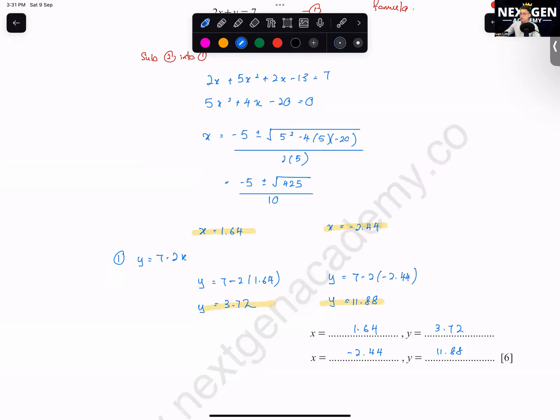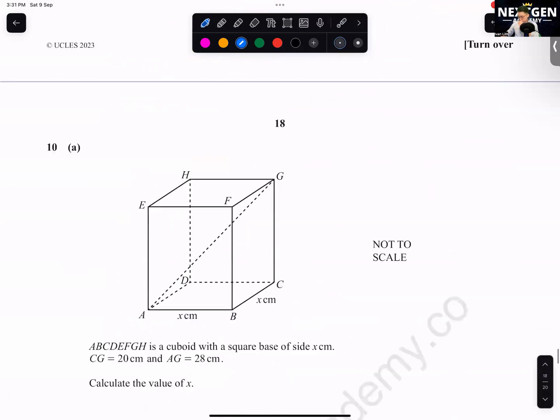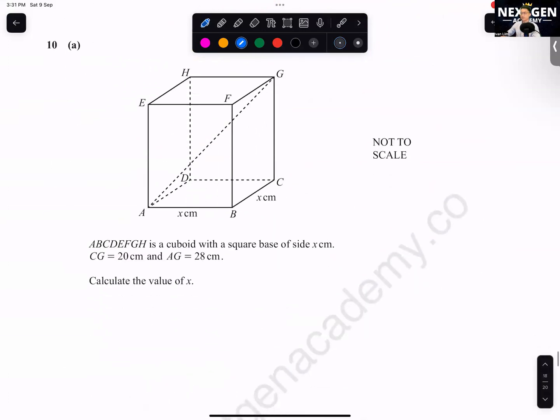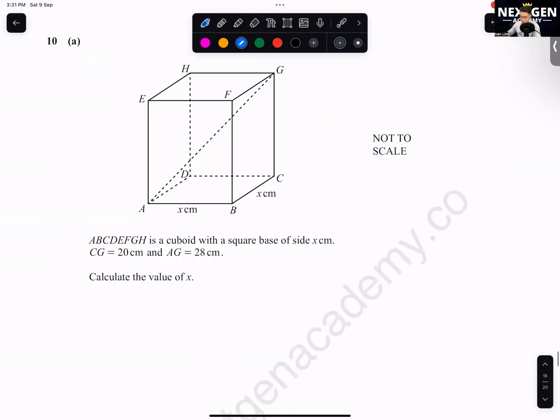Okay, one last final one. Okay, final countdown. Okay, question 10. Okay, macam very long, right? This paper.